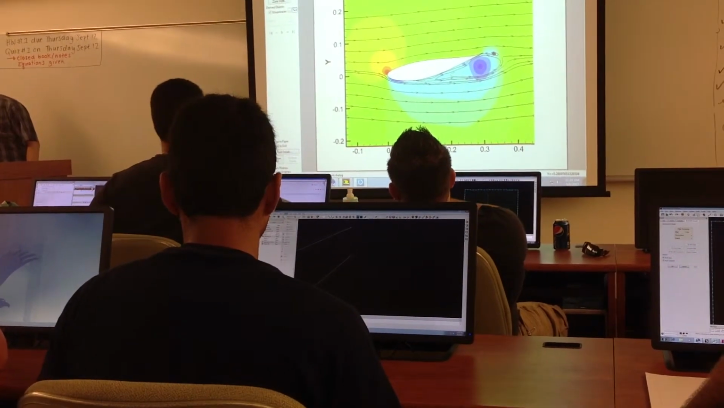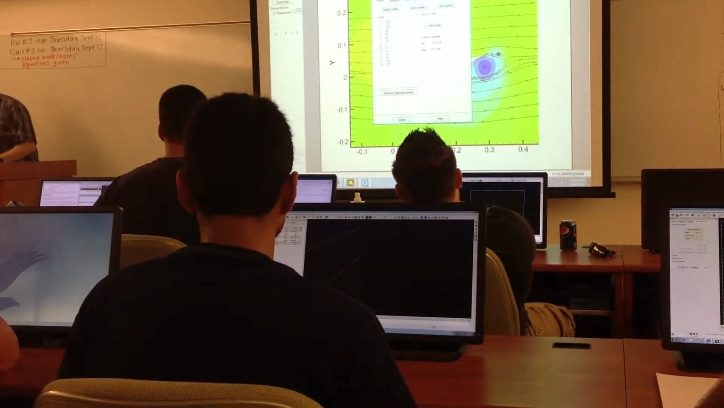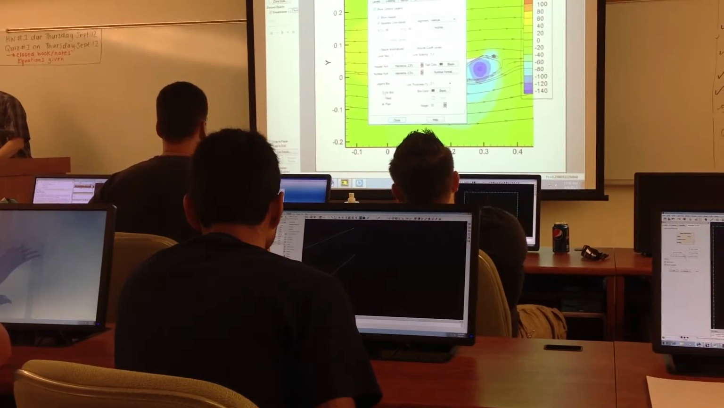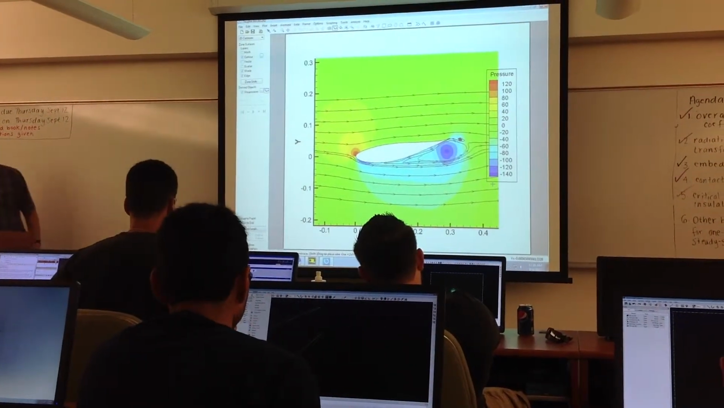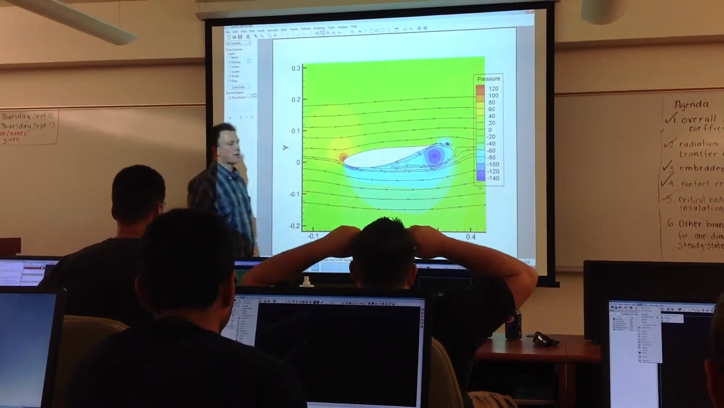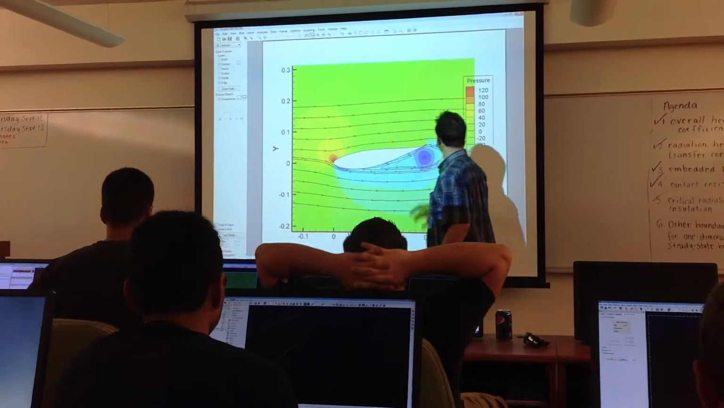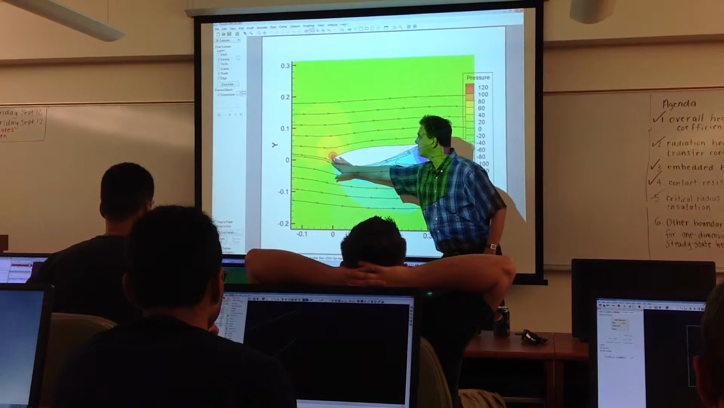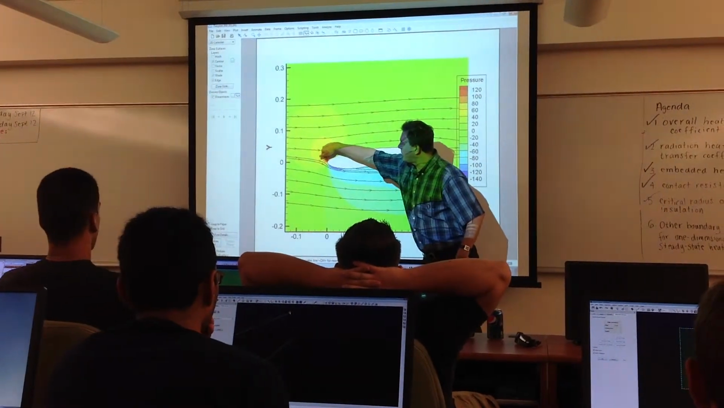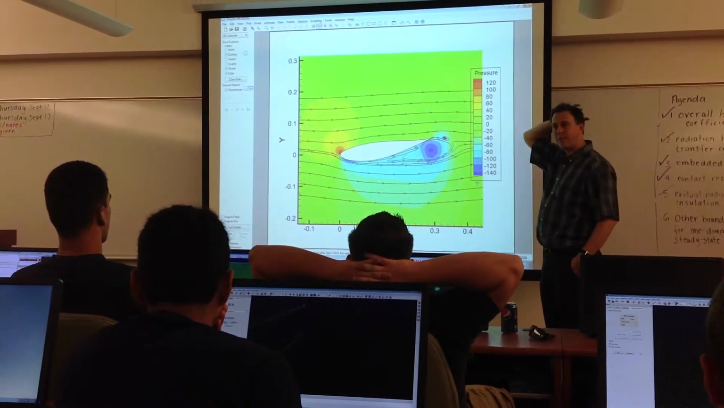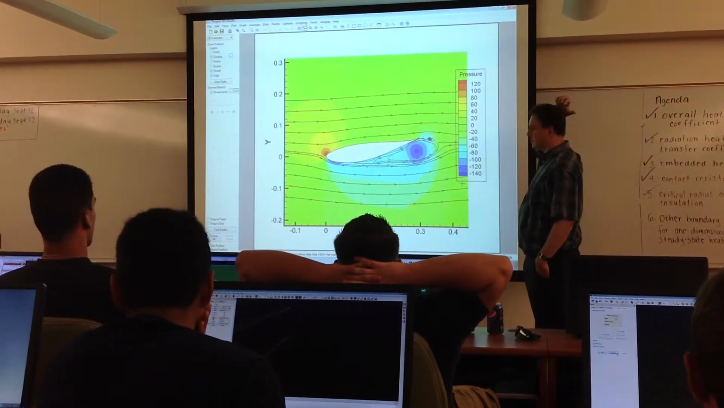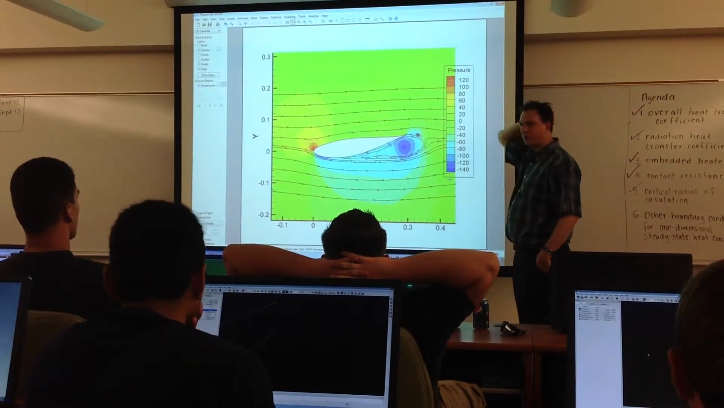Anyway, we have a sane solution. That's a good thing to look at early. Make sure you've got pressures that make sense. These pressures are relative to the atmospheric pressure that you're operating at. So the highest pressure here on the nose, where the stagnation point is, is roughly 120 Pascal. So that should be roughly the dynamic pressure of the flow.